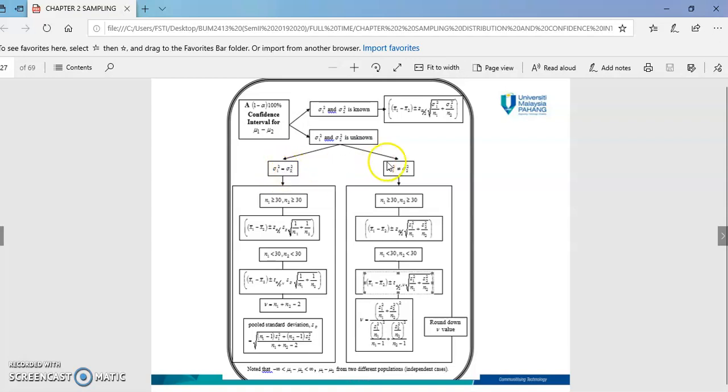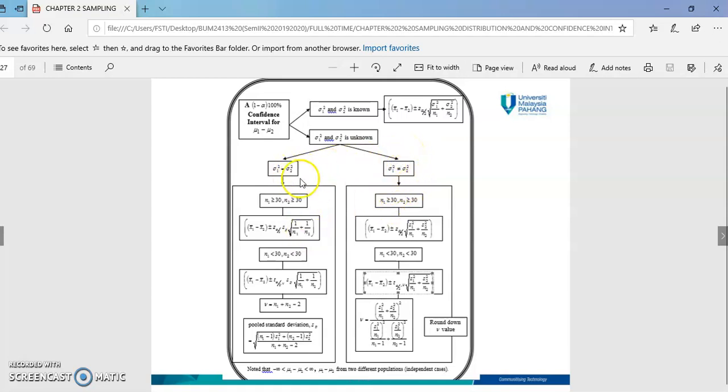We cannot determine this condition by using the value of S. No, it is sigma. It will be given in your question whether you have equal population variances or unequal population variances. After this we go to the example lah.